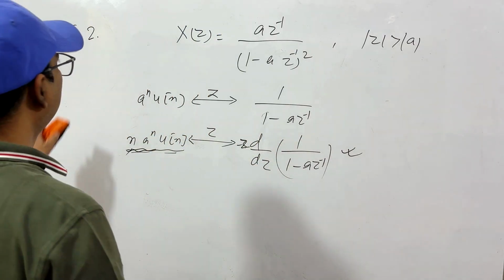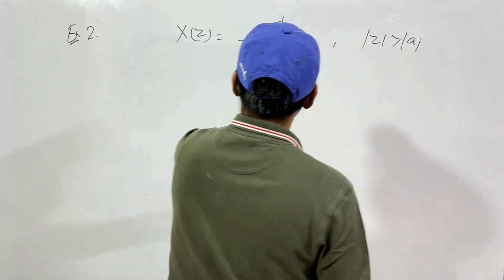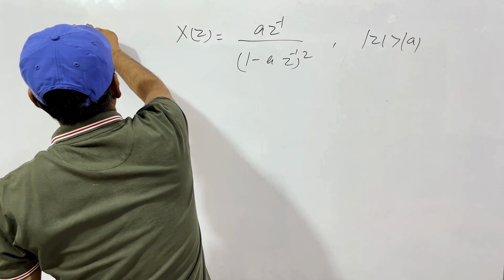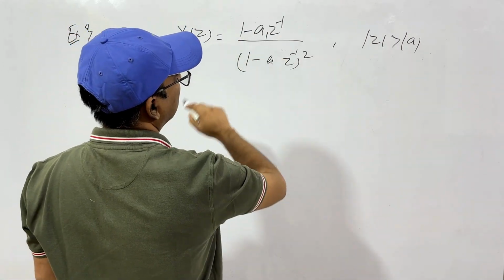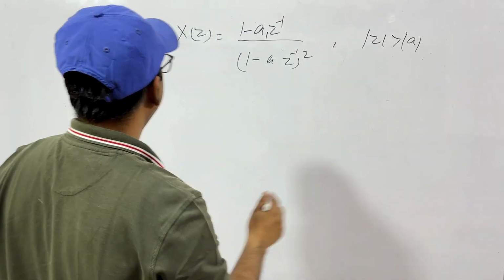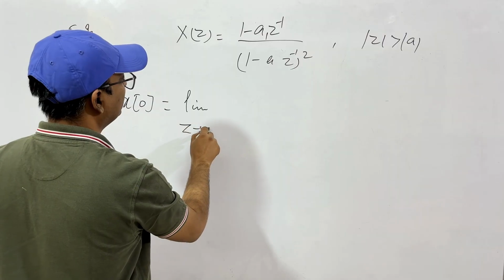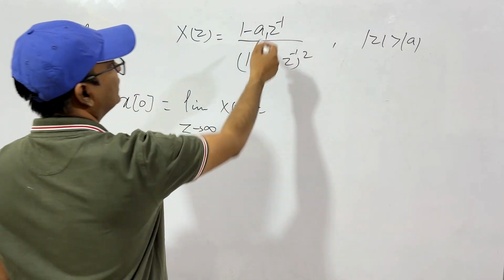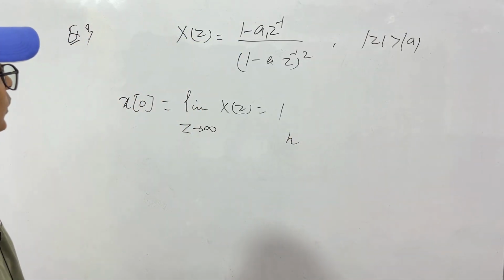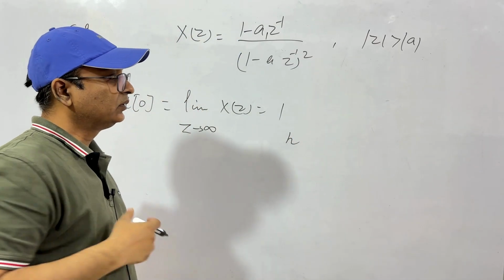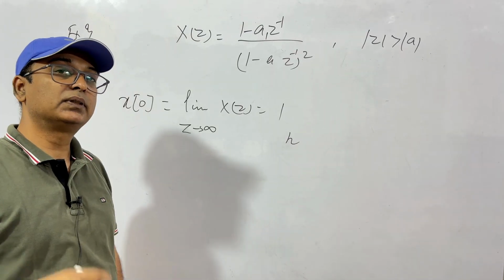Similarly, let's say our question is 1 over 1 minus a z inverse squared, and we have to find x[0]. From the initial value theorem, we know this is limit z tending to infinity of X(z). If you put z as infinity, this will be 0, this will be 0, so the answer will be 1. This is how we solve problems using the initial value theorem. Very easy. What I suggest is revise these topics many times and try to solve problems from your book.